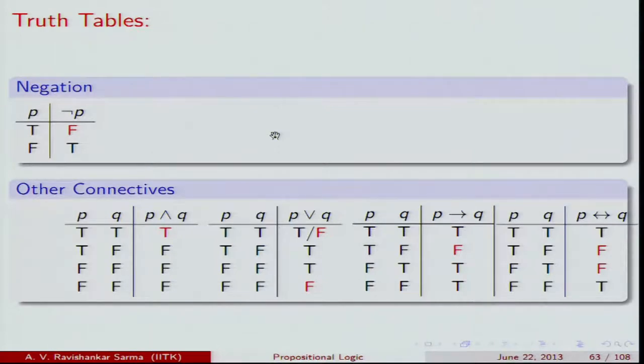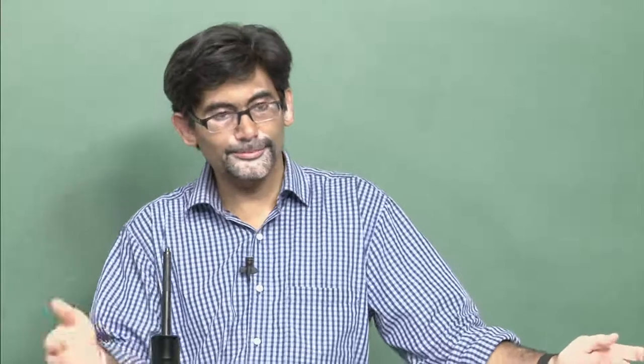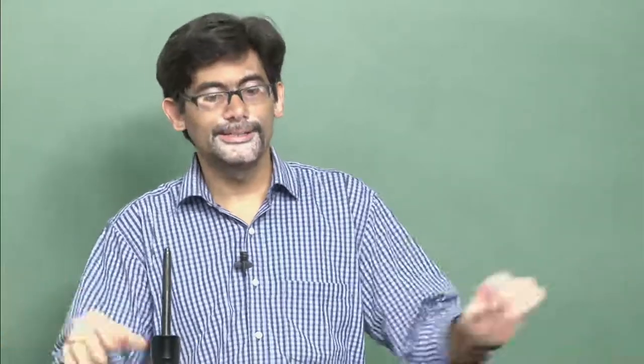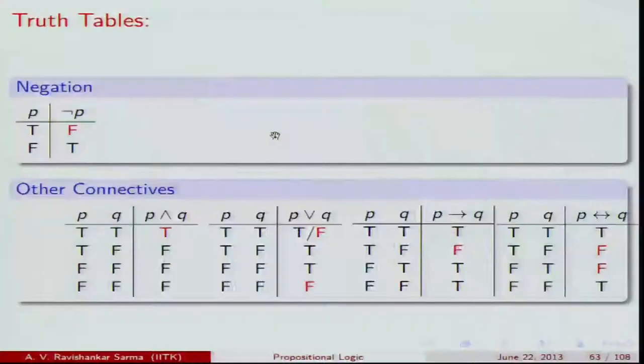For example, simple examples: if 2 plus 2 is equal to 4, then 3 plus 2 is equal to 5. In this case the conditional is going to be true. If 2 plus 2 is equal to 5, then 3 plus 2 is equal to 6. If you say that, both P and Q are false, but yet the conditional is going to be true. This is what we mean by material implication. It is defined simply as P implies Q is nothing but not P or Q.